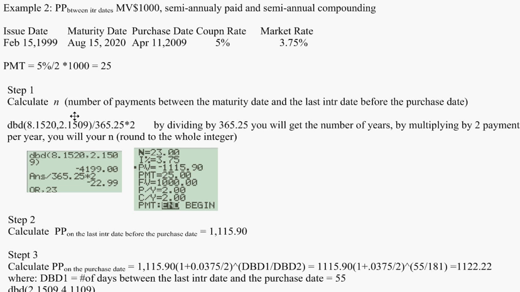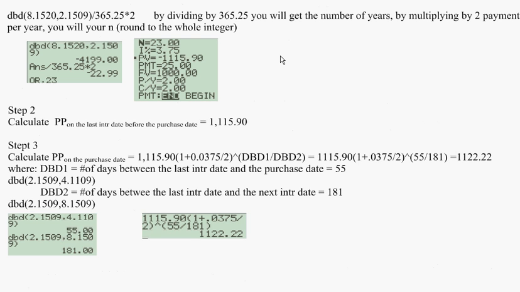So the very first thing, we'll do the same way as before, which was the same number. We're going to get 23 payments from the preceding interest date, which is the date before the purchase date. That would be February 15th. And we're looking for total number of payments, 23. That's what we calculate before. Then we find the purchase price of 11.15. Then we go to the second step.